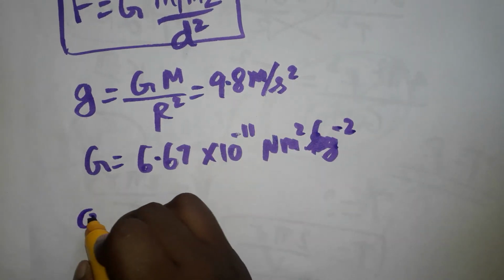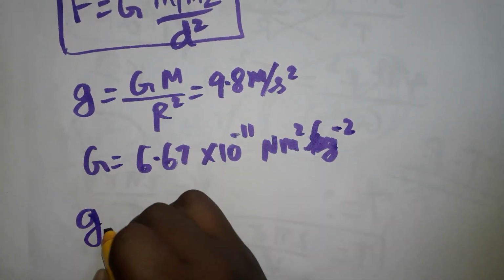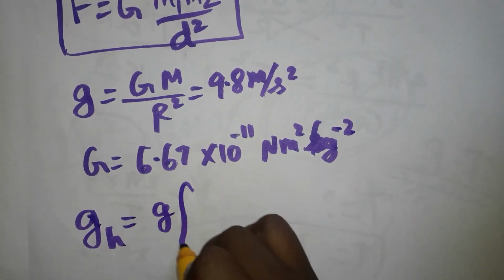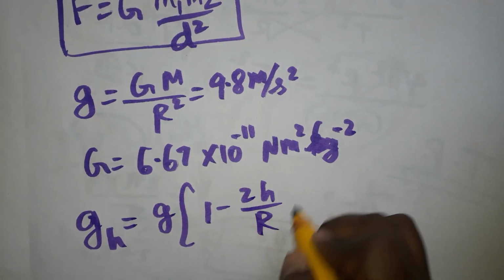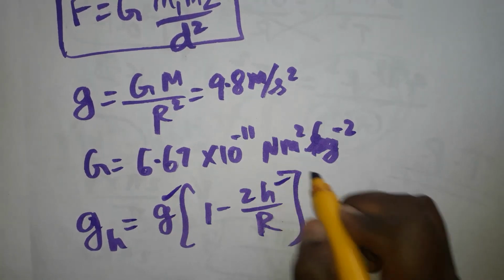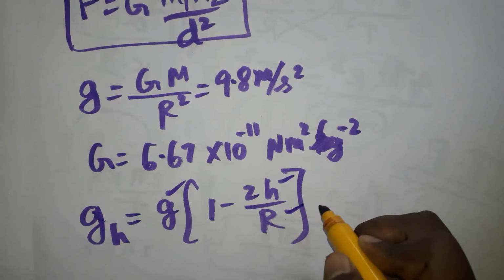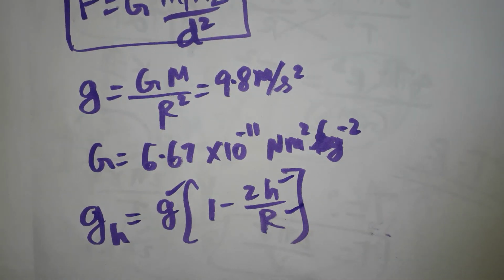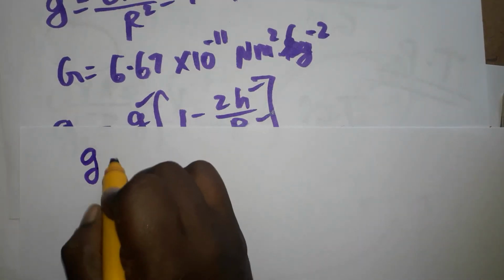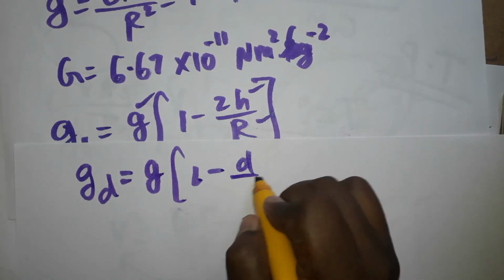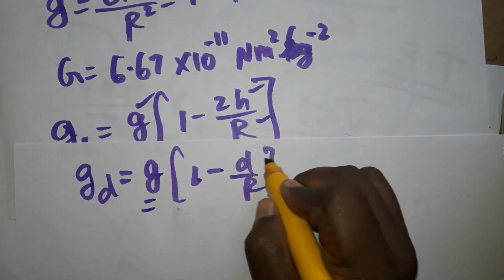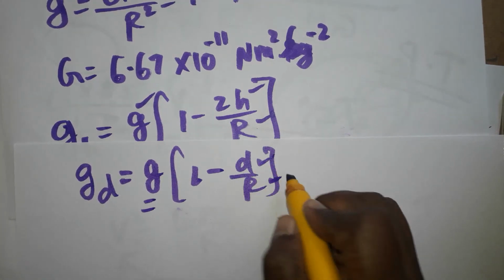Next, gravitation at height: g' is equal to g times (1 minus 2h divided by r). g is the acceleration due to gravity, h is the height of the object, and r is the radius of the earth. The other thing, gravity at depth: g' is equal to g times (1 minus d divided by r). g is the acceleration due to gravity, d is the depth of the object, and r is the radius of the earth.